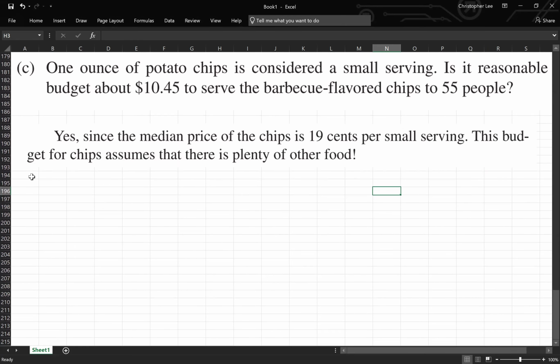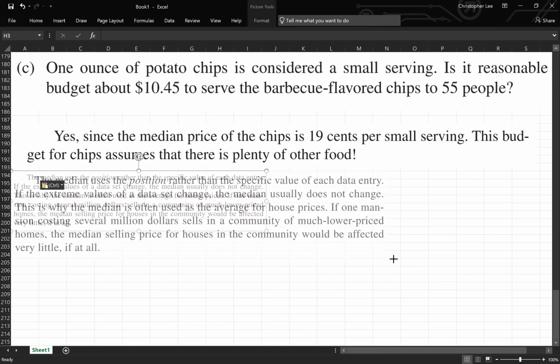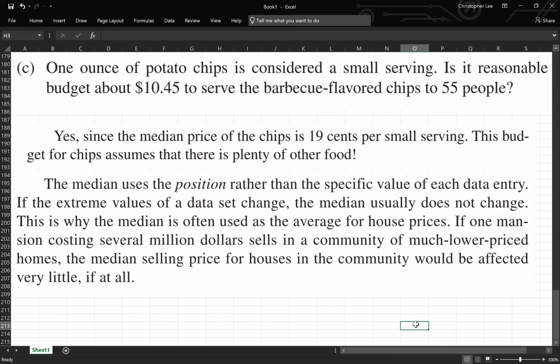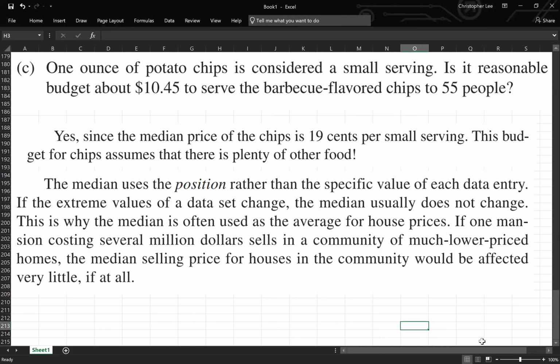So let's just talk about the median a little bit more. The median uses the position rather than the specific value of each data entry. If the extreme values of a data set change, the median usually does not change. This is why the median is often used as the average for house prices. If one mansion costing several million dollars sells in a community of much lower priced homes, the median selling price for homes in the community would be affected very little, if at all.